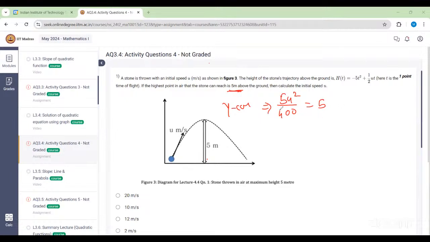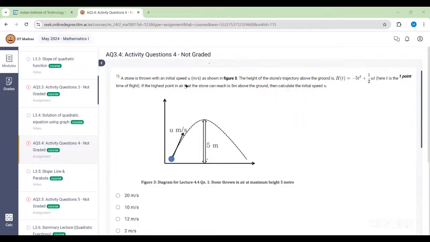So now we have an expression involving u. That's our goal, to find an expression involving u, because we have to calculate u. We are putting 5u square by 400 equal to 5, because this is the y coordinate we got, and this is the information given to us, the highest point.